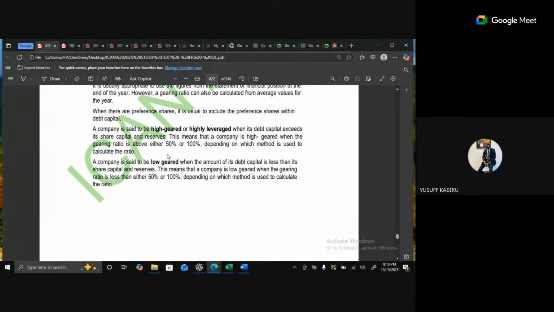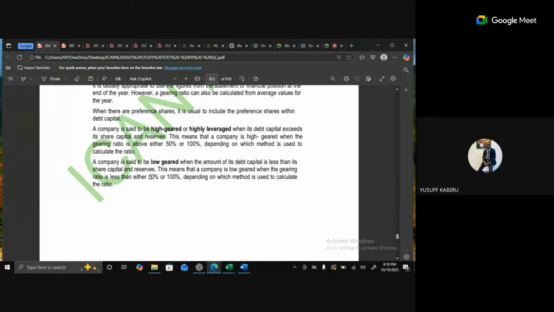But in a situation whereby the result we are getting is something like 70, what it means is 70-30. That means your debt percentage in the capital structure is 70%, while 30% of your capital structure is equity. That means you are highly geared. You are highly financed by debt rather than equity. So that is basically what this whole thing is about.